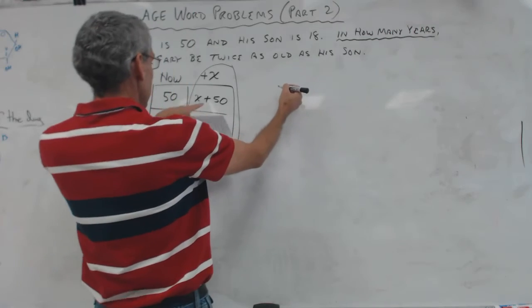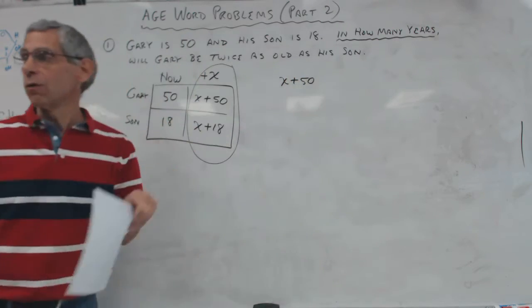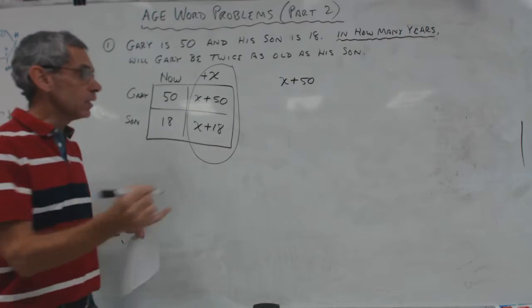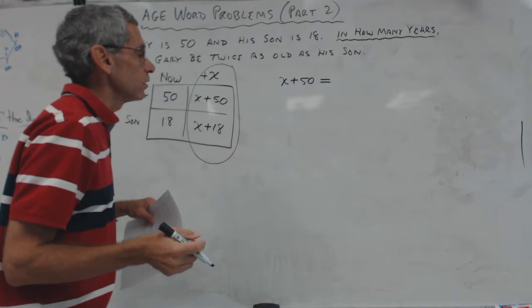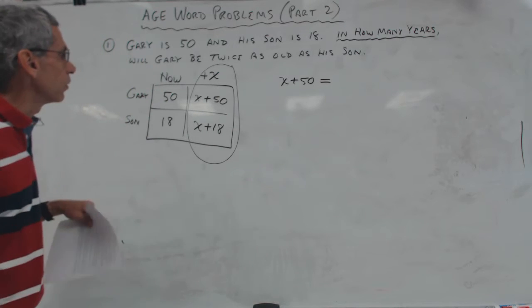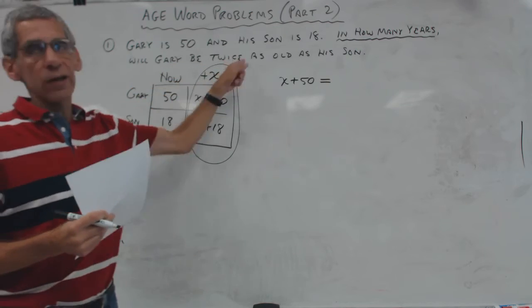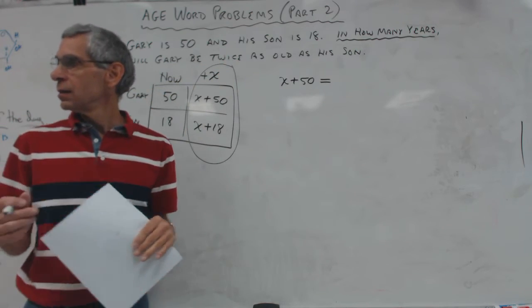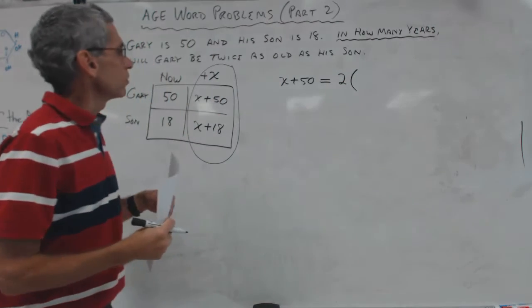So then Gary is x plus 50, right? Will be, what do I write for will be? Equals, because that's a tense. This is the future tense of the to be verb. All right, Gary will be, how do I do twice? Two parentheses. All right, as old as his son.